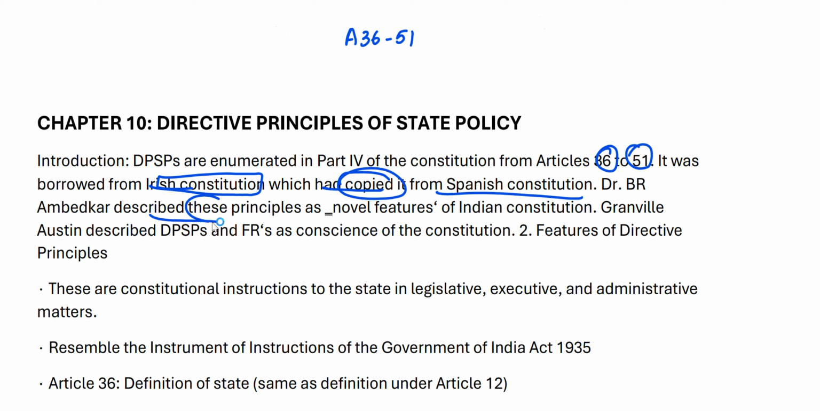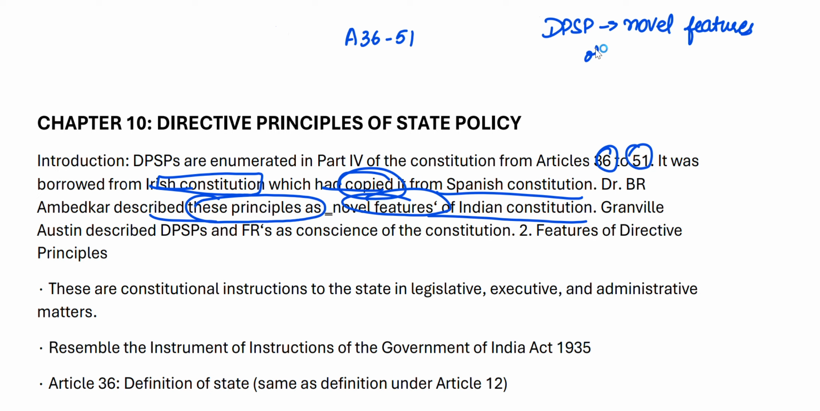Dr. B.R. Ambedkar has described this principle as the novel feature of the Indian Constitution. So the DPSPs are nothing but the novel features of the Indian Constitution.